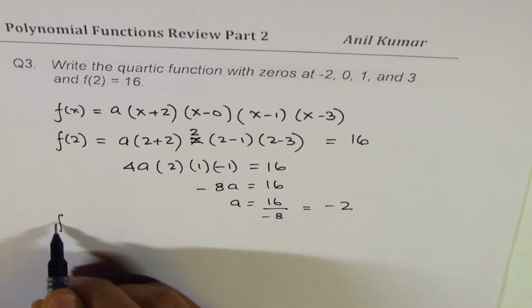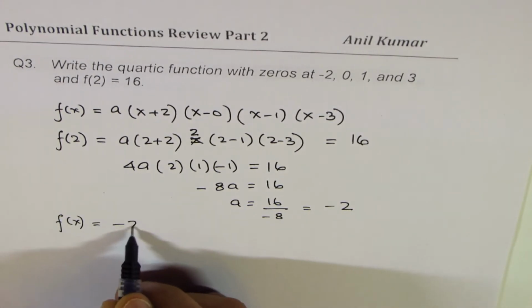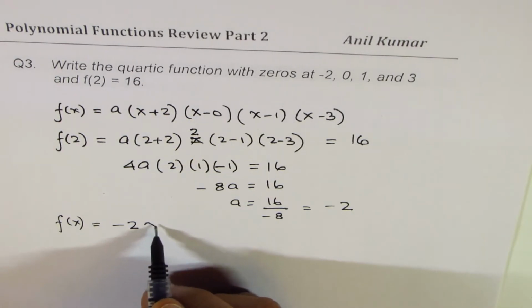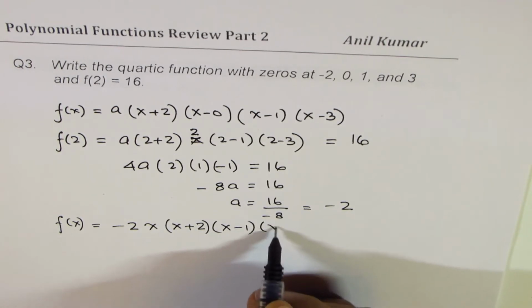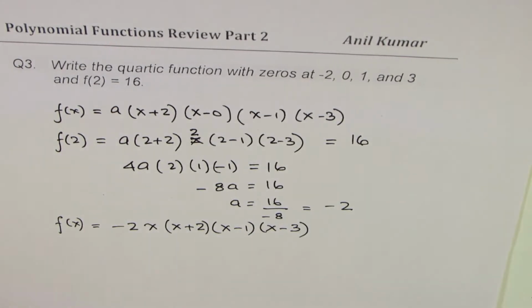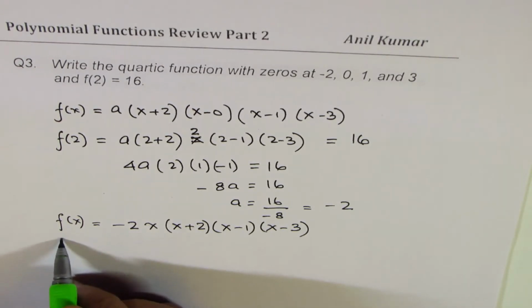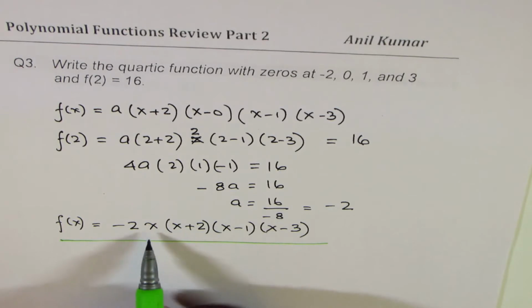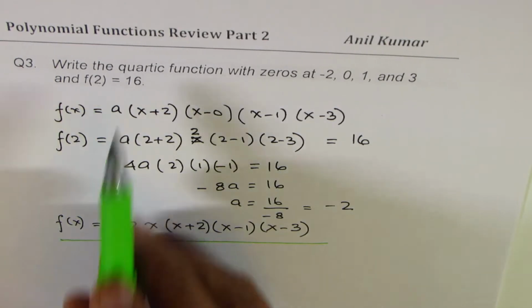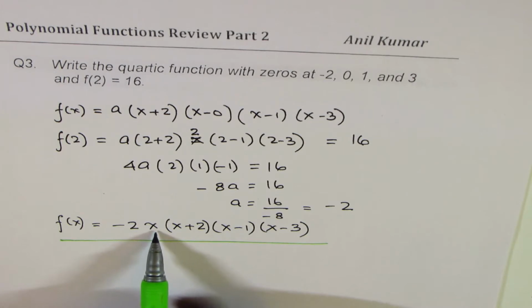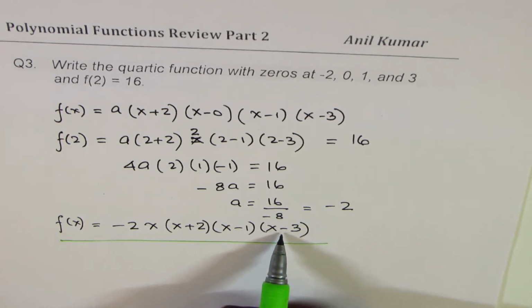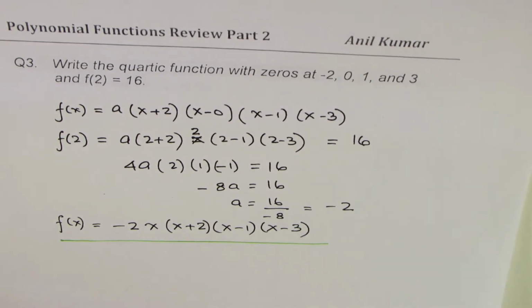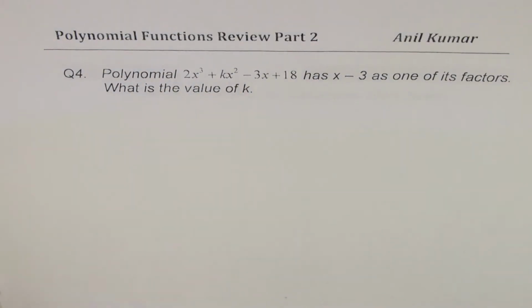And therefore, the function f of x can be written as minus 2, let's write this x first, so we get x plus 2 times x minus 1 times x minus 3. So that becomes the polynomial for the given roots. You can always verify that if you substitute 2 here, then we do get 16. So 2 times 2 is 4, 4 times 4, 16, and 2 minus 1 is 1, and this is also 1 minus, so that gives you plus 16. It's good to check.